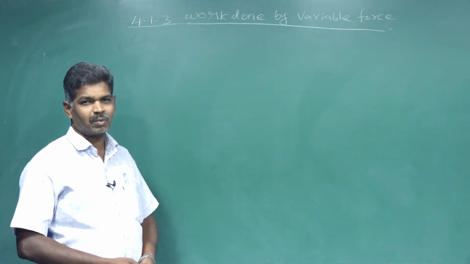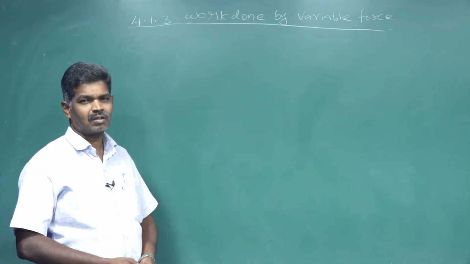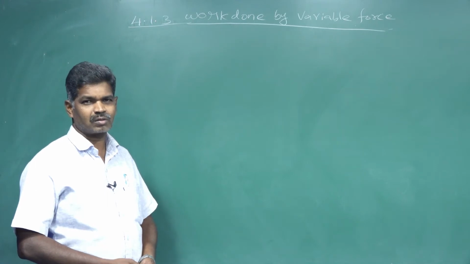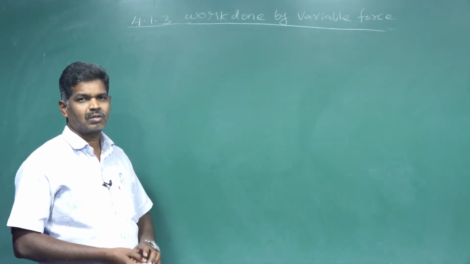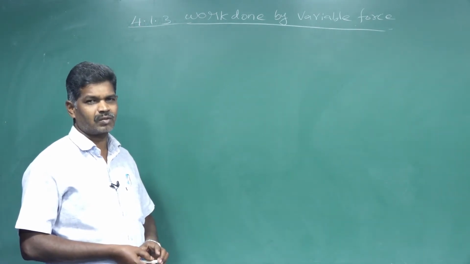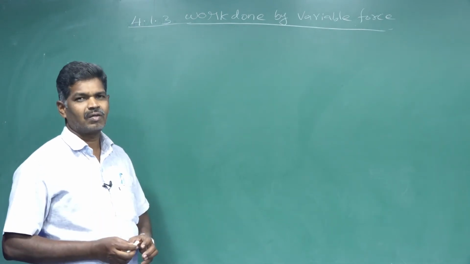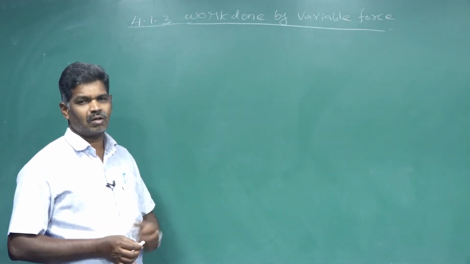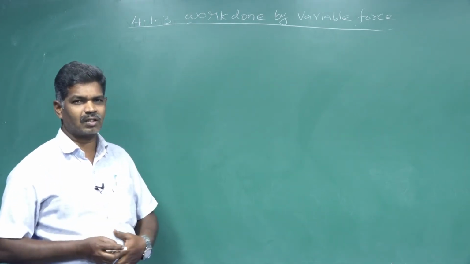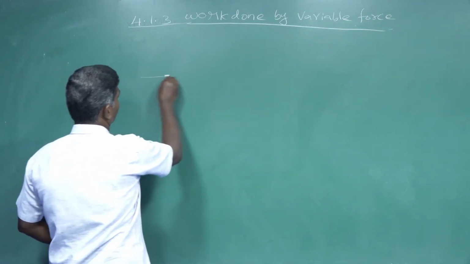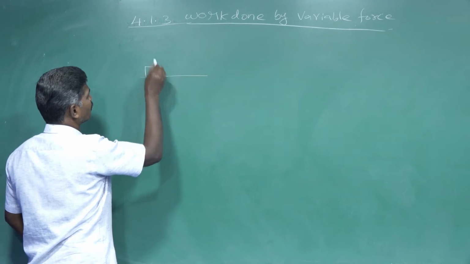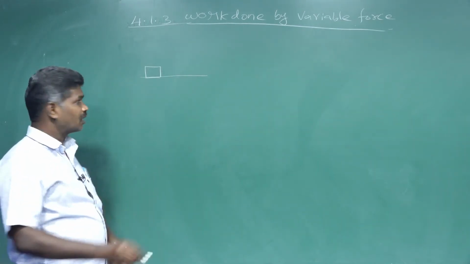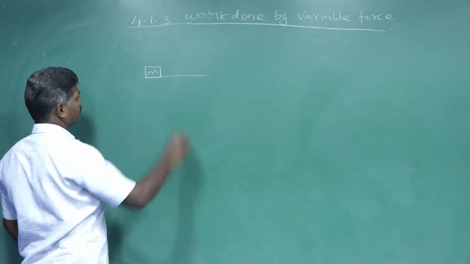Work done by variable force. Any work is done, we need a force. Without the necessary amount of force, we cannot complete our work. So that's why now we are going to take a very small example: an object placed on the surface of the ground. We have a square shape object, which has mass m.